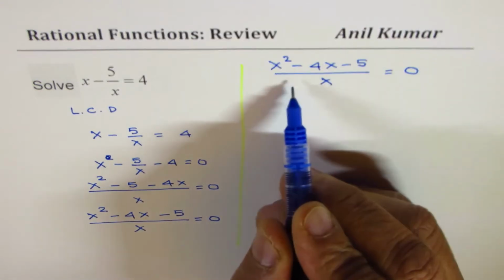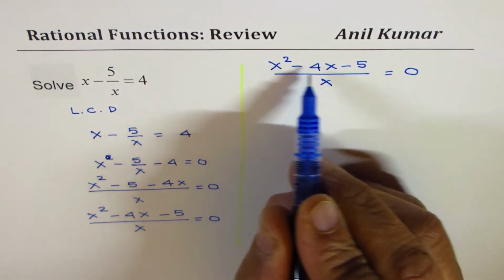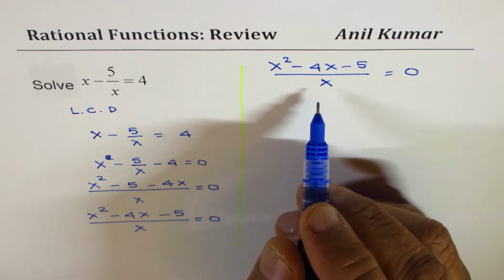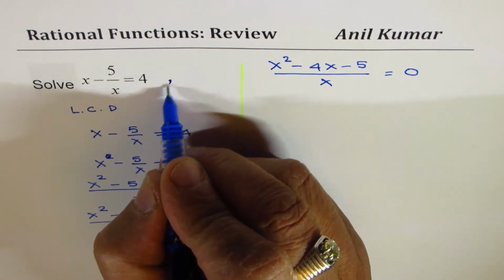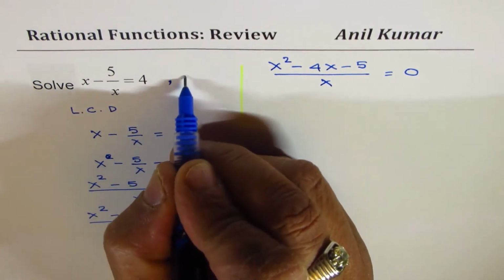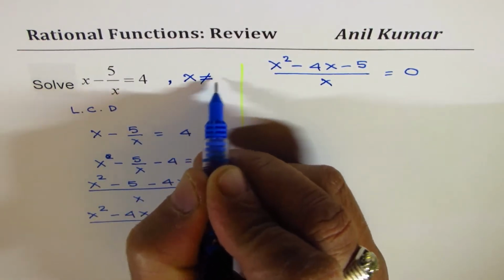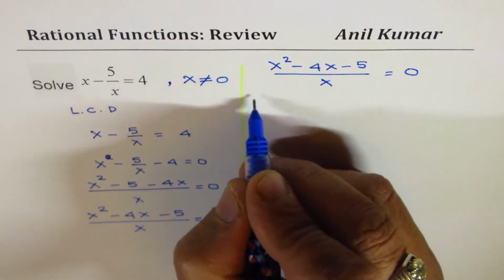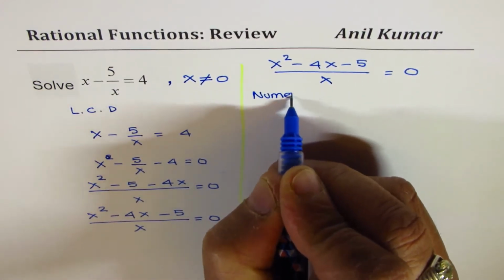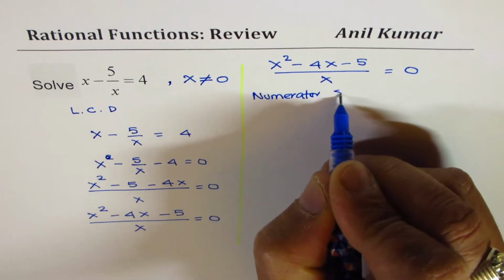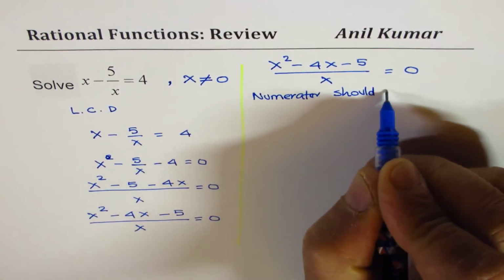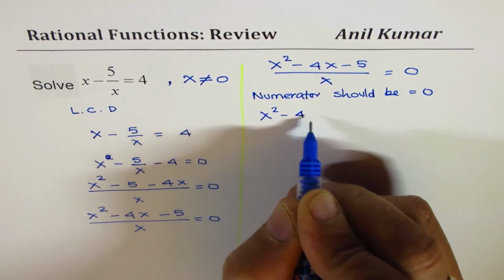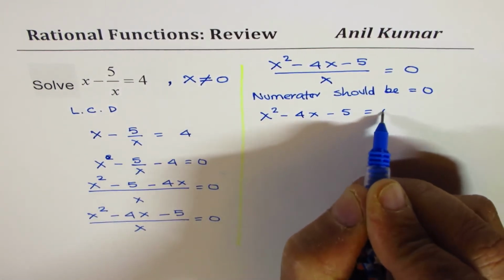Now for this equation to be 0, the numerator should be 0, right? Let me also emphasize the point that whenever you get rational equations, you should write restrictions. So the restriction here is that x cannot be equal to 0. Perfect. Now for this to be 0, the numerator should be 0, correct? So we say the numerator should be equal to 0. That means x squared minus 4x minus 5 equals 0.